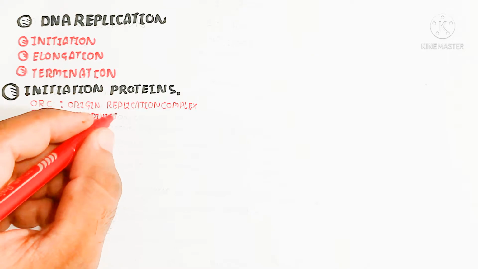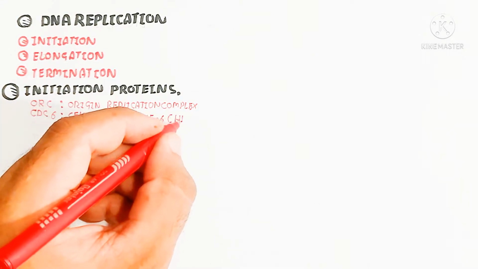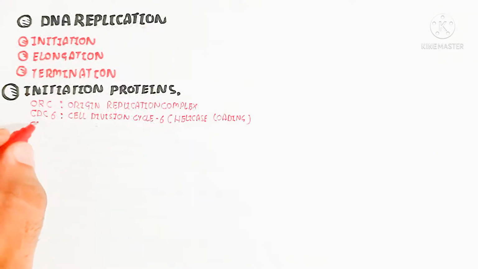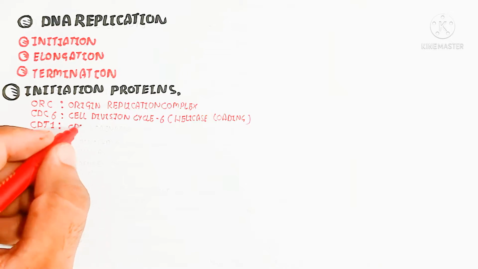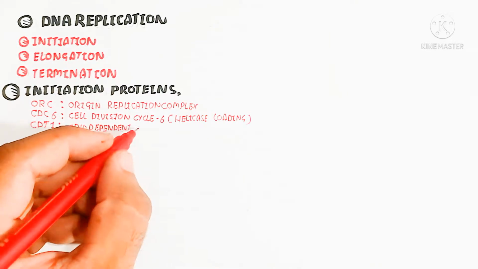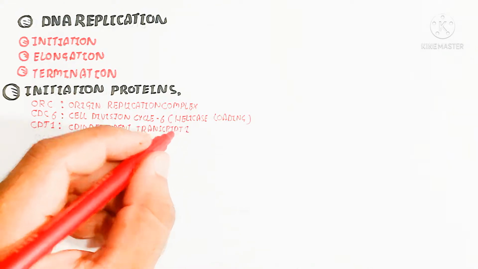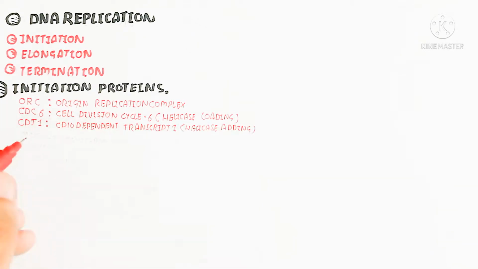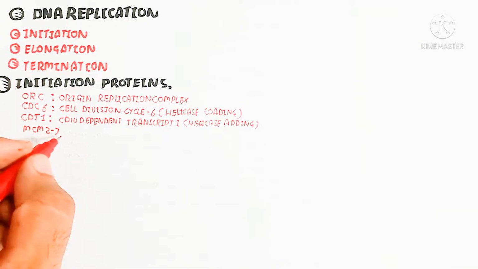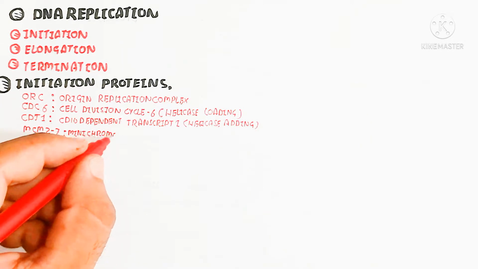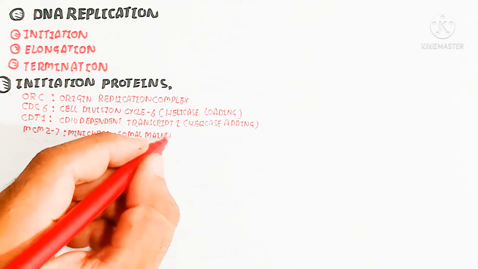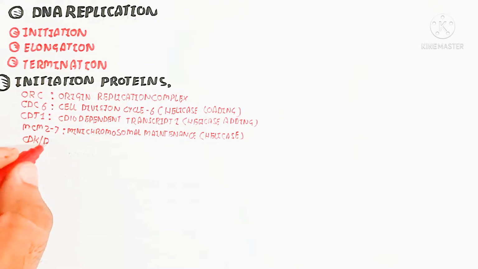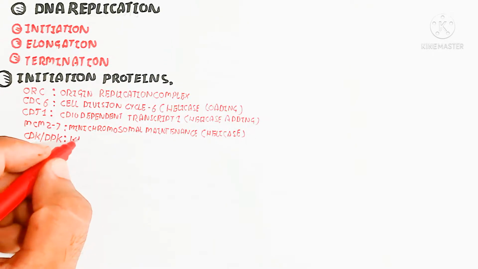On the other hand, CDC6 is cell division cycle 6, basically the helicase loader used for unwinding the helical structure of DNA. CDT1 is the CDC10-dependent transcript 1, which is used for helicase loading and interacts with the MCM ring. The MCM ring is made of MCM2 to 7, monomeric proteins, which stands for mini chromosome maintenance, the helicase.